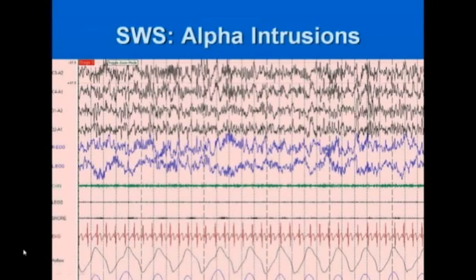These last two slides would be scored exactly the same. If you look closely, you can see some of those deep waves. Now, these faster waves that we're seeing are alpha wave intrusions. And obviously there's a marked difference between the last slide and this slide.